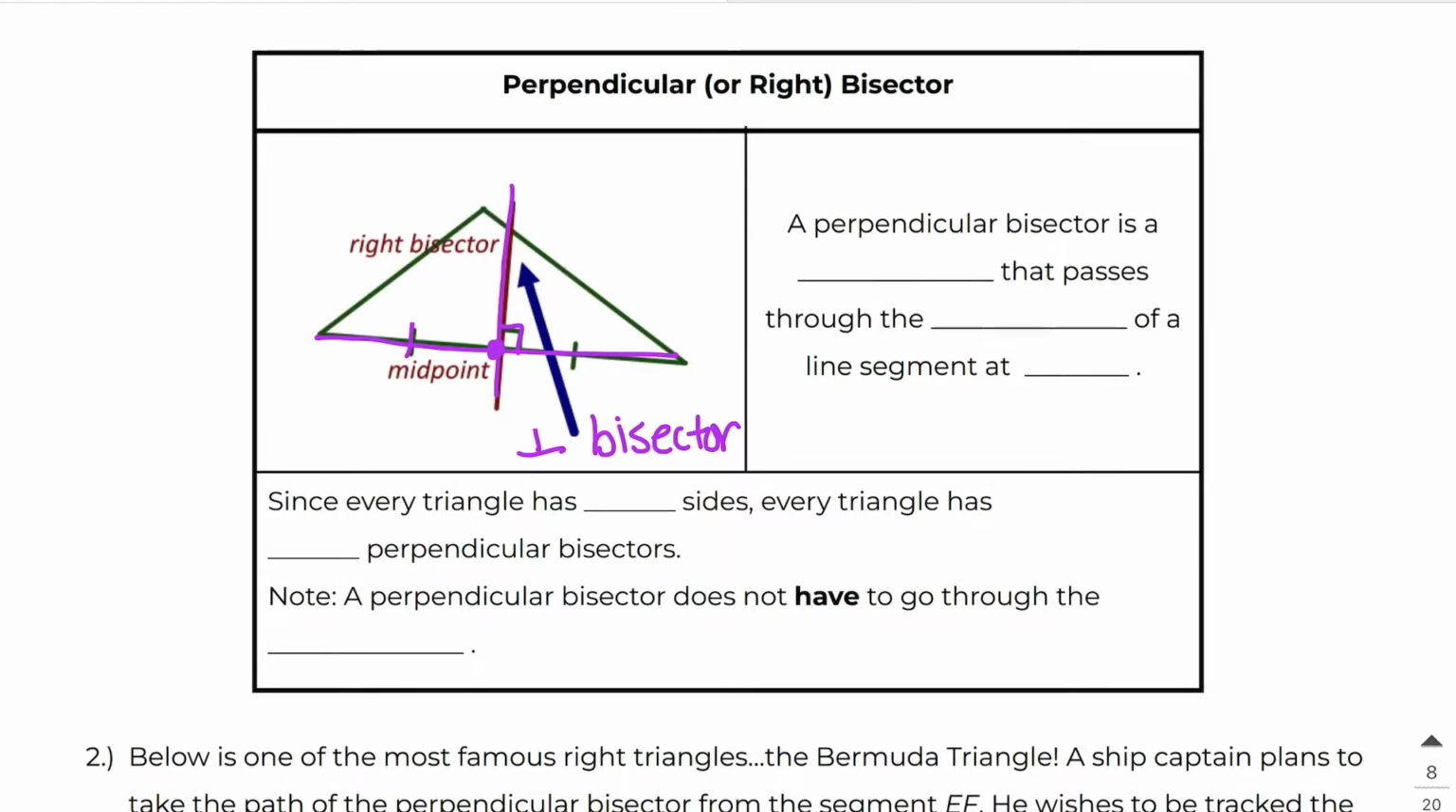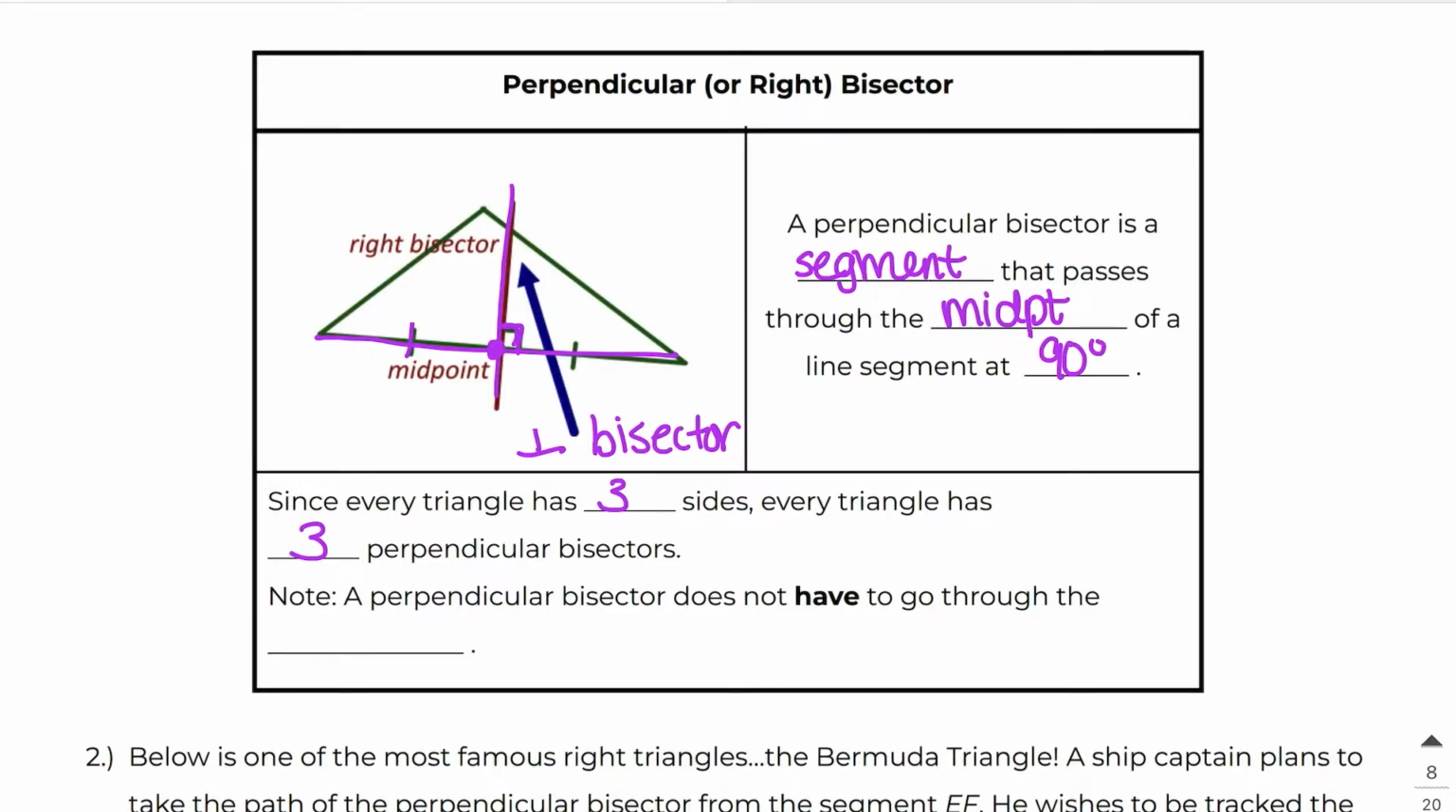So right here, a perpendicular bisector is a segment that passes through the midpoint of a line segment at 90 degrees. Because remember, perpendicular means it makes a 90-degree angle. So this right here is a perpendicular bisector. Since every triangle has 3 sides, every triangle has 3 perpendicular bisectors.